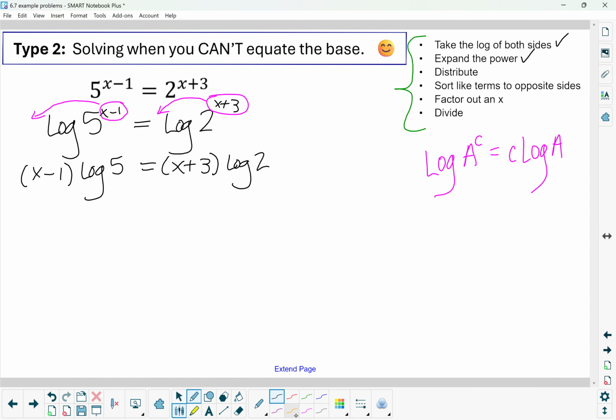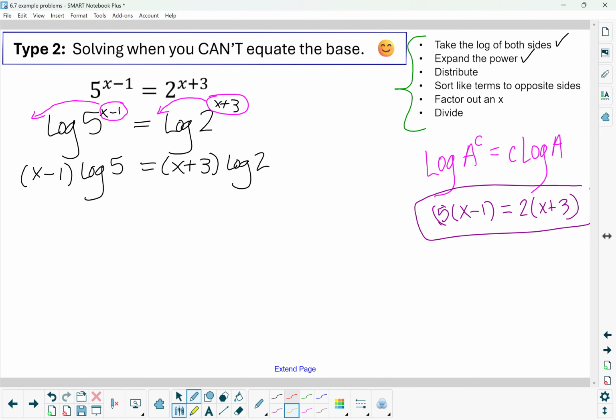The next step that we want to follow is to distribute. And honestly, all of the steps that we're going to do to finish are steps that you have done before. Just it looks a little different or harder because two of the numbers are logs. So log 5 is just a number, log 2 is just a number. The steps we follow are not going to be hardly any different than if we had an equation like this one right here. It's just that instead of a 5, I have a log 5, and instead of a 2, I have a log 2.